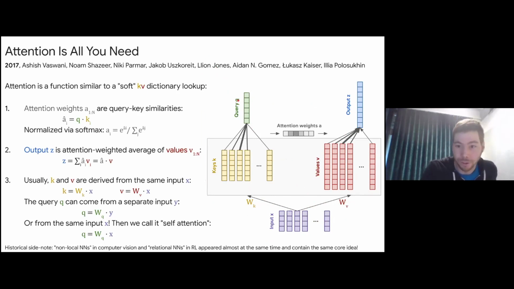And the query also often comes from another input that I forgot to draw here, like the Y, and is also linearly transformed to become the query. So this is the attention mechanism. And we often talk also about self-attention. That is when the query is derived from the same input again. You will later see how or why this can make sense.